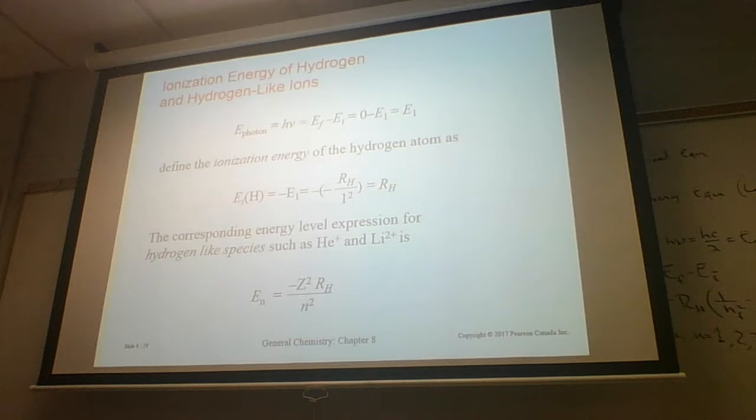1,312,193.8 joules per mole. Well, that's a cumbersome number, so we'll just call it 1,312 kilojoules per mole. And so to ionize a mole of hydrogens would cost you a minimum of 1,312 kilojoules. That would be the ionization energy.